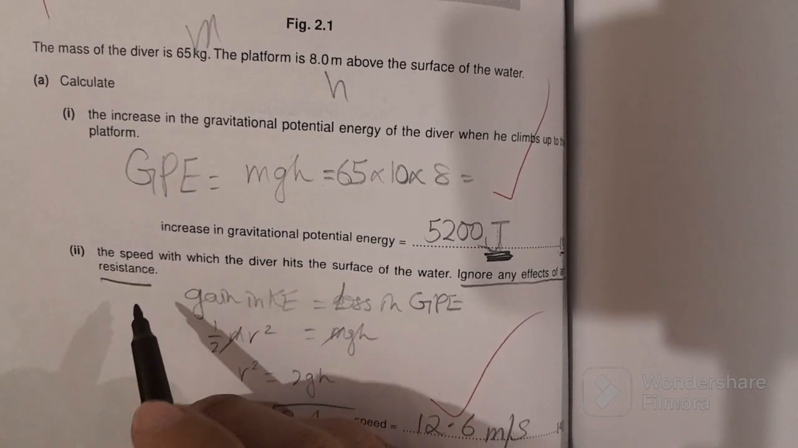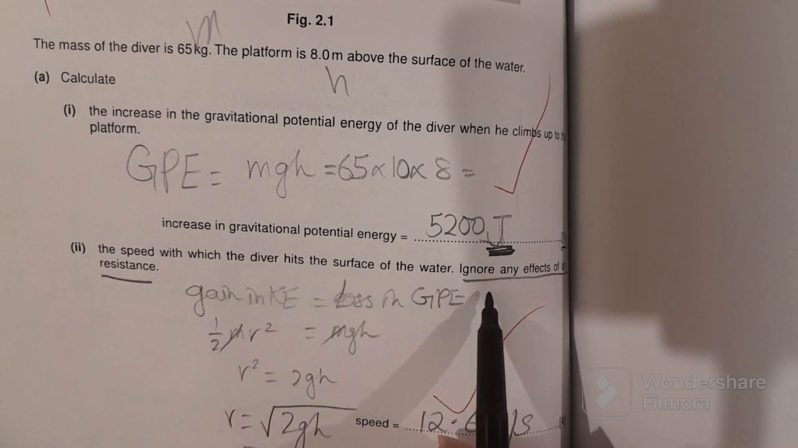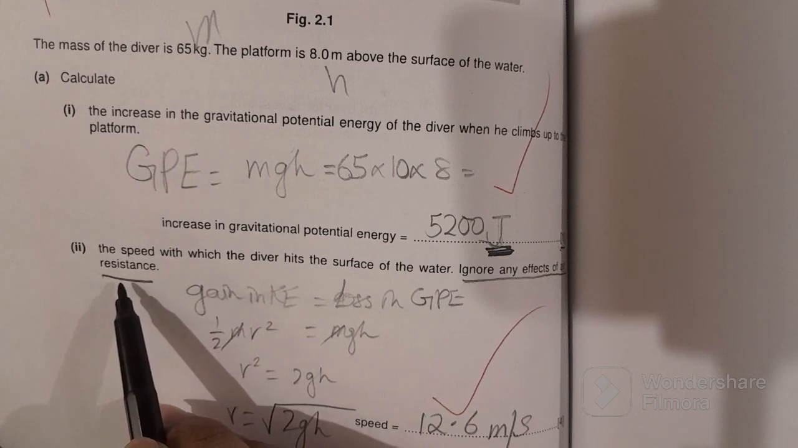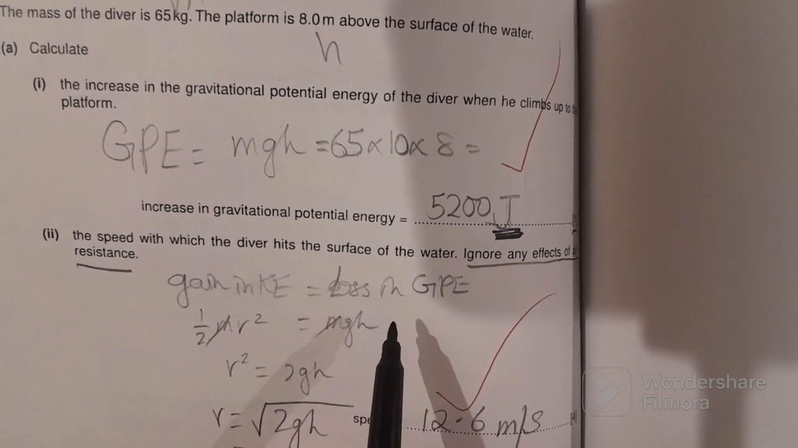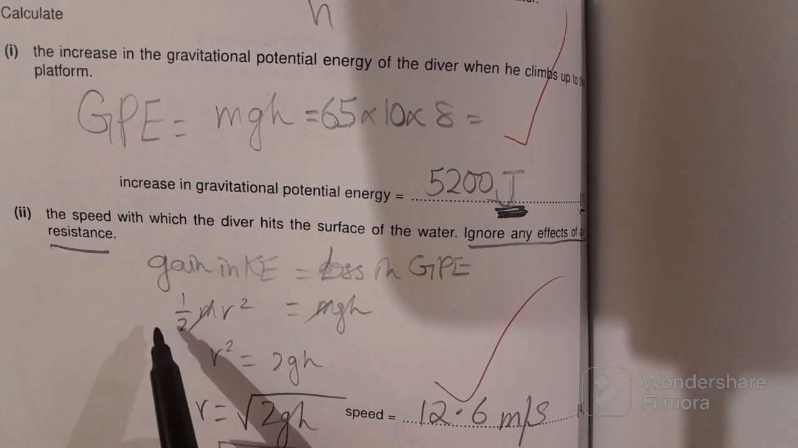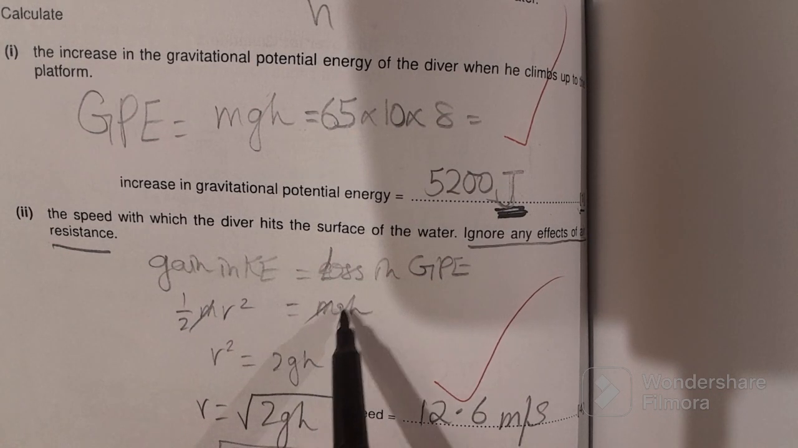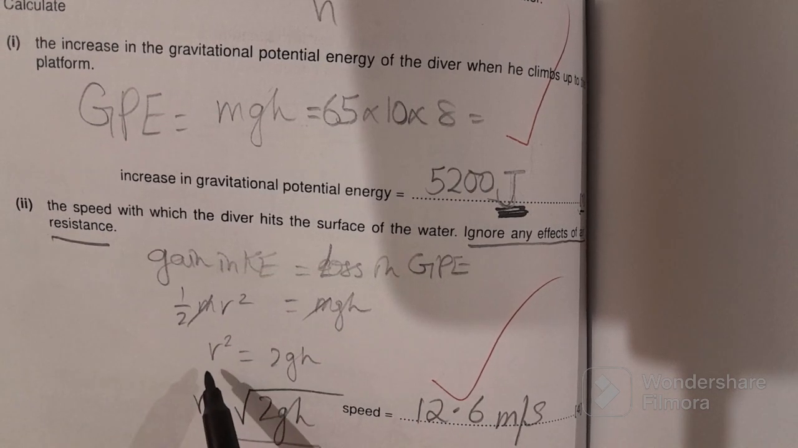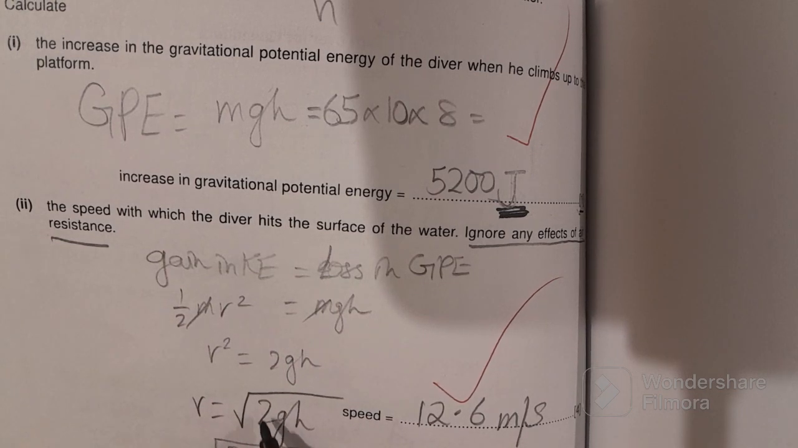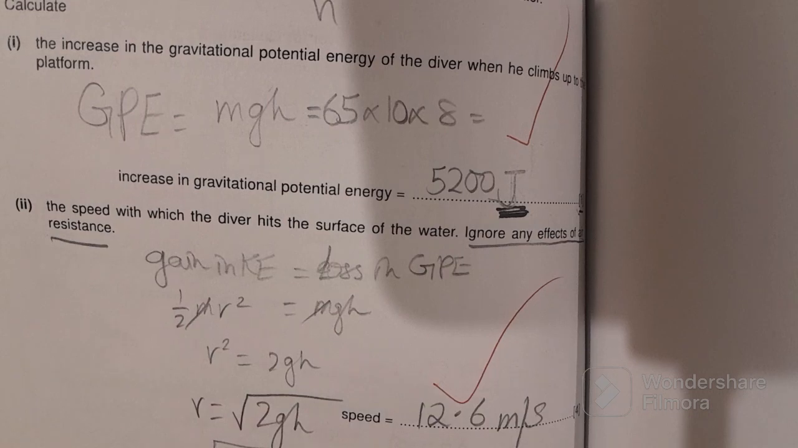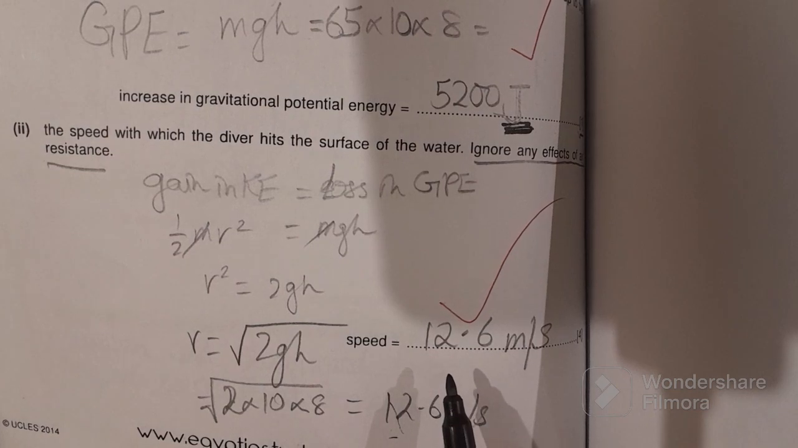Part 2 states: calculate the speed at which the diver hits the surface of the water. Ignore any effects of air resistance. So the equation will be: gain in kinetic energy is equal to loss in gravitational potential energy. So the KE formula is 1/2 mv squared, equal to the GPE formula mgh. So v squared is equal to 2gh, and v is equal to the square root of 2gh. The answer will be 12.6 meters per second. So the speed will be 12.6 meters per second.